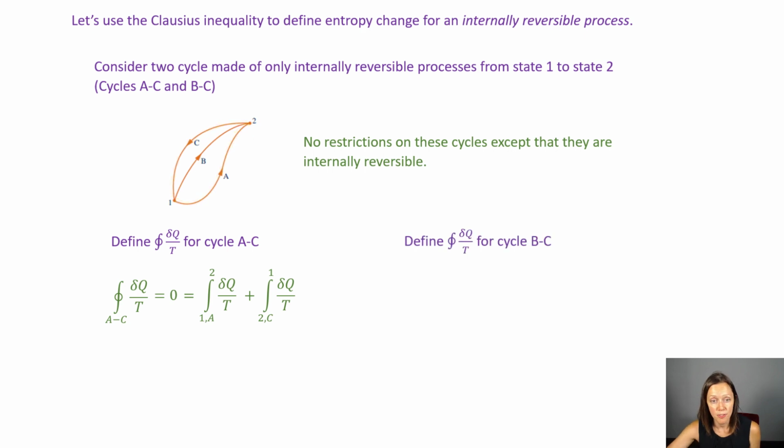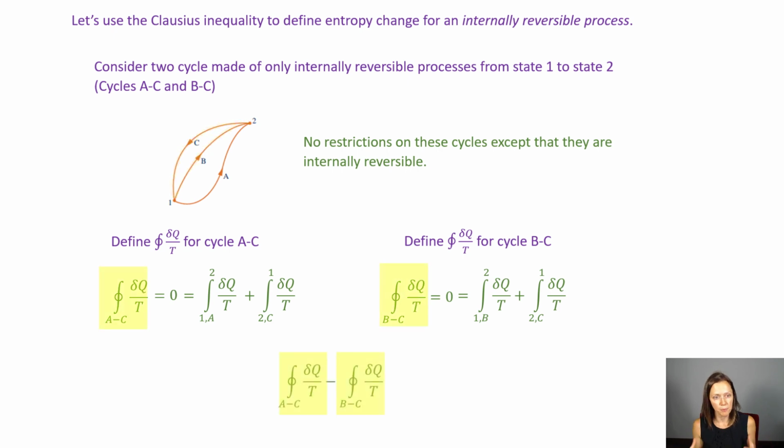Now I'm going to do it for cycle BC. So I'm looking from 1 to 2 along path B, and from 2 to 1 along path C. Same thing, this cyclic integral is equal to 0 since it's all reversible, and then I could divide it up along each one of those processes. And now I'm going to combine them together. I'm going to subtract one from the other.